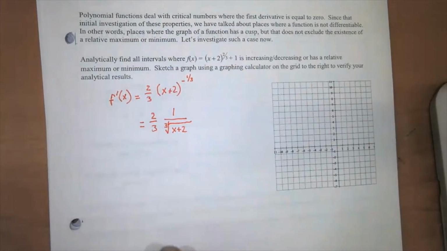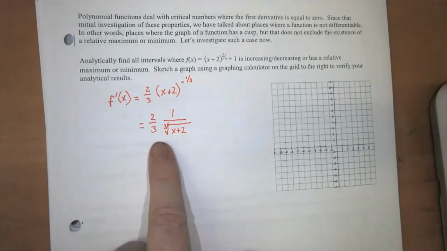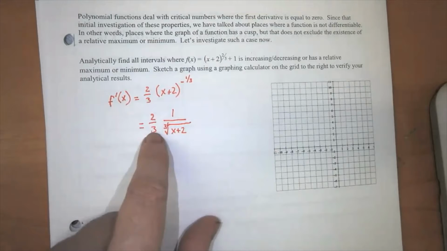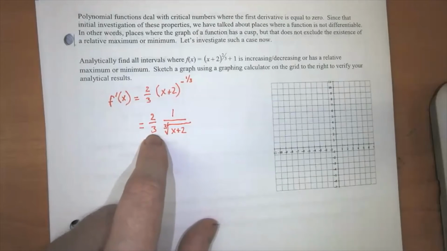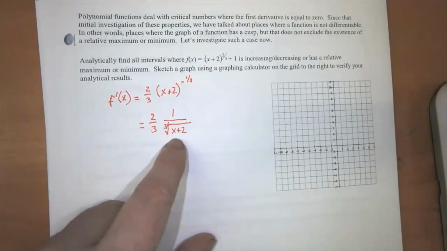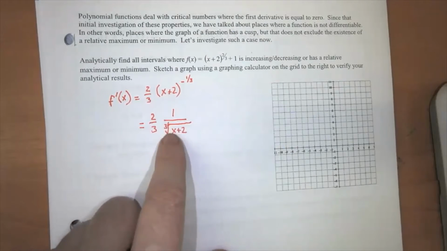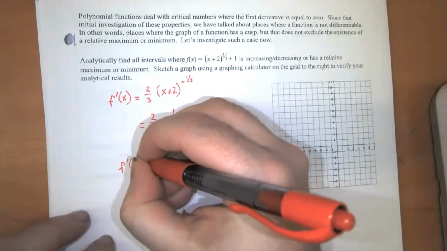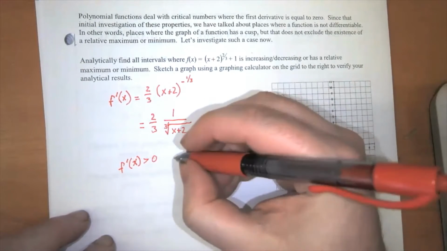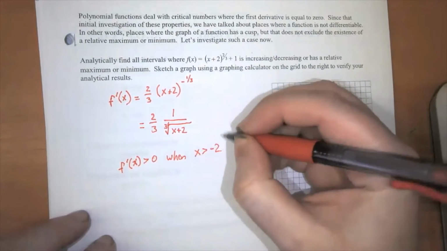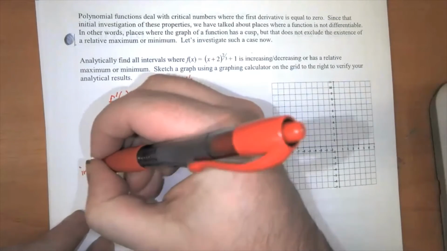Okay, so let's think about where this graph is increasing or decreasing based on the value of x. So we're multiplying 2/3, so 2/3 is positive. So this derivative is going to be positive whenever this factor is positive, and it's going to be negative whenever this factor is negative. This factor is positive whenever x + 2 is positive. So f prime of x is greater than 0 when x is greater than negative 2. All right, and this is when it's increasing.